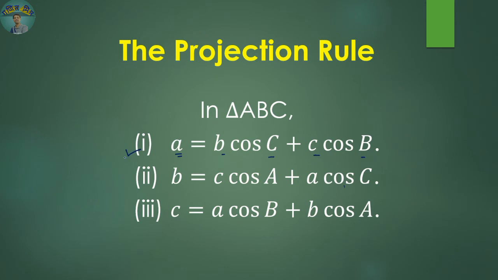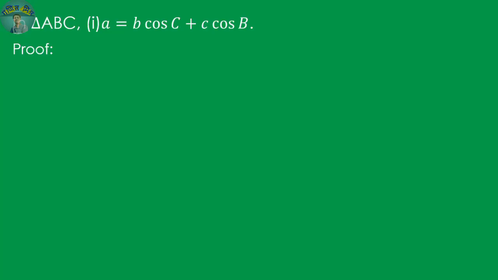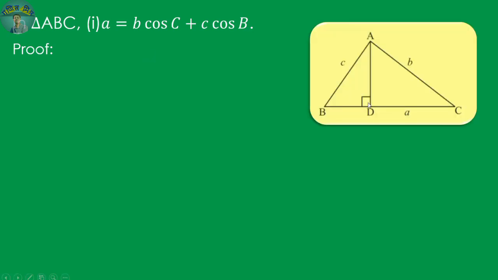Now I am going to prove the projection rule. The very first statement, a is equal to b cos C plus c cos B, and after proving this first statement we can write similarly the second statement, b is equal to, and the third statement, c is equal to. Okay, so the proof of the first one. Now consider this diagram first.